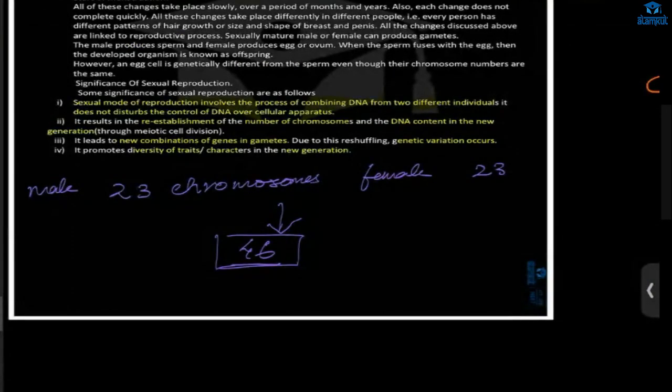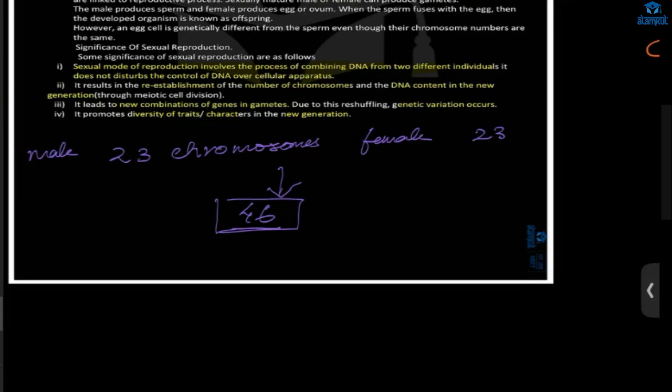So the importance of sexual reproduction, what is that? It is the combination of new genes. Because of that, there is variation, which will help the species to survive generation after generation.